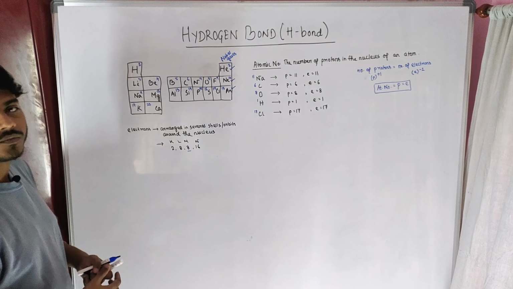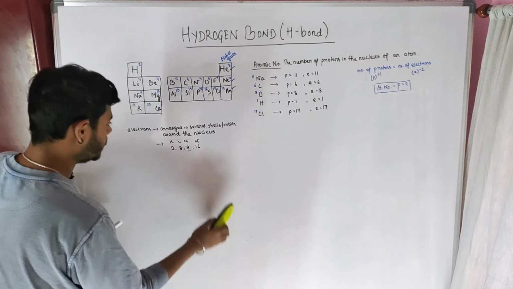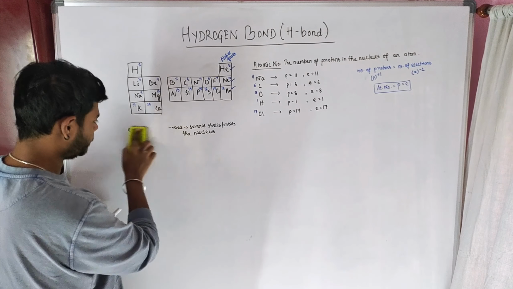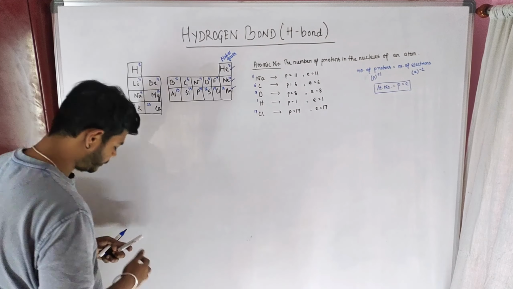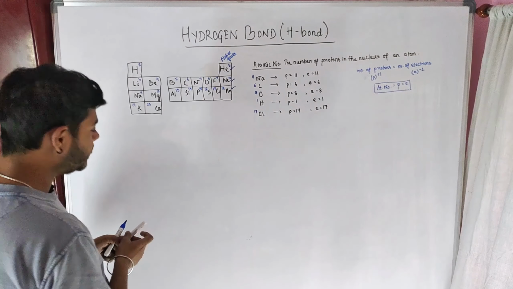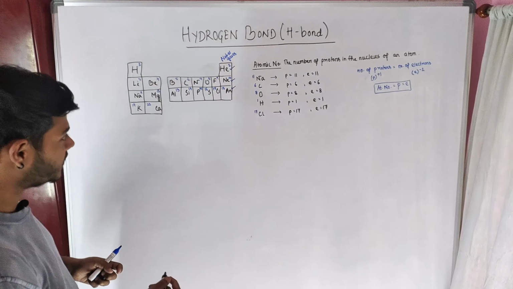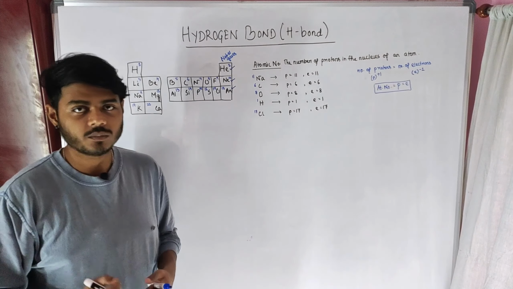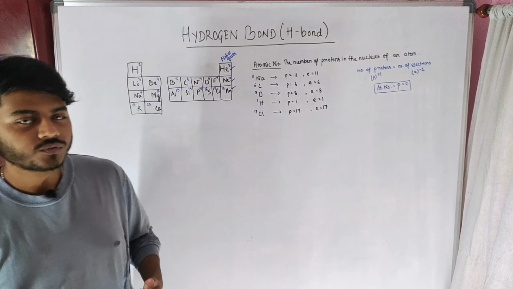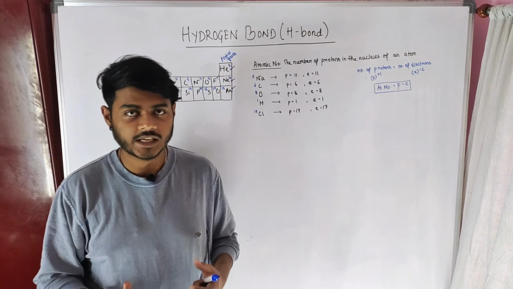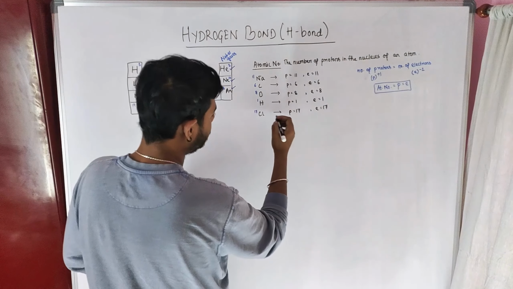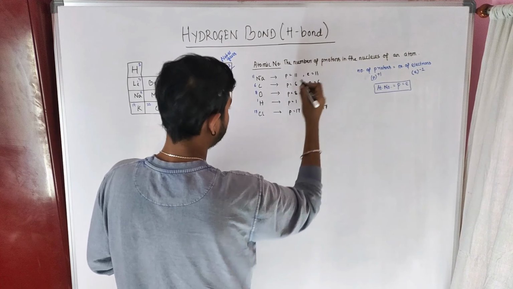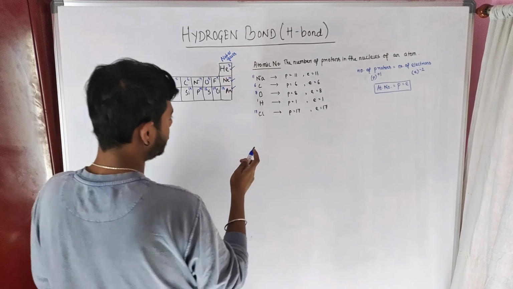Now, how are bonds formed? There are two types of bonds, electrovalent and covalent. What is the difference between these two types of bonds? First one is the transfer of electrons and second one is sharing of electrons. So, from here we know that sodium will take in.